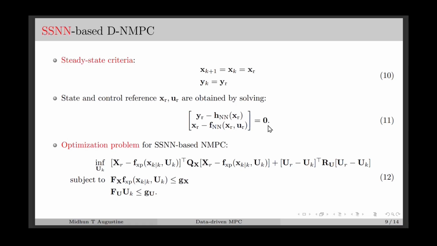Then using XR and UR, we can define the cost function for NMPC as discussed in lecture number 6. And the optimization problem for NMPC can be defined as in equation number 12. So here the only difference is that instead of the actual nonlinear model, we will be using the SSNN model. Using that, we will be computing this predicted state sequence FXP. By solving this optimization problem, we will be getting the optimal control sequence UK, and the first element of the sequence will be applied to the system.